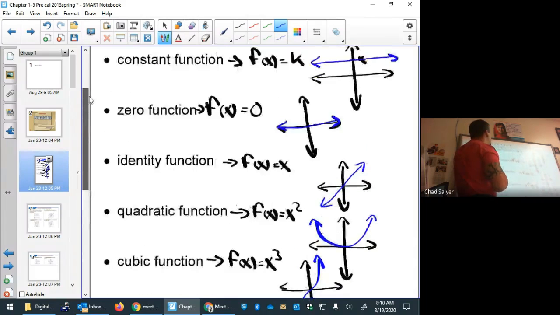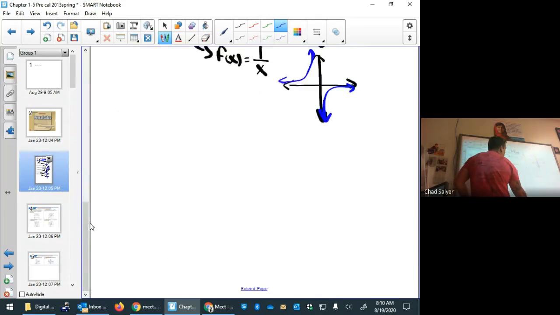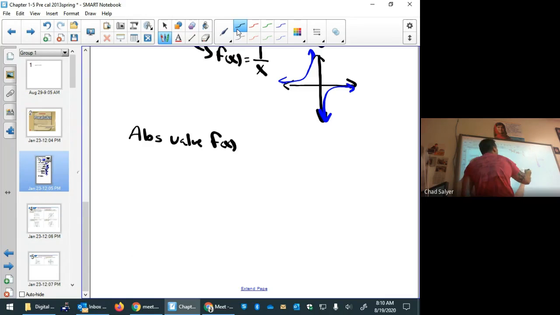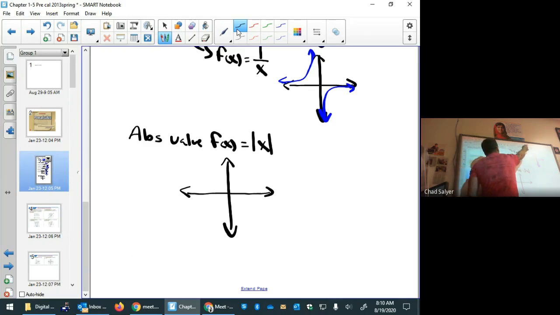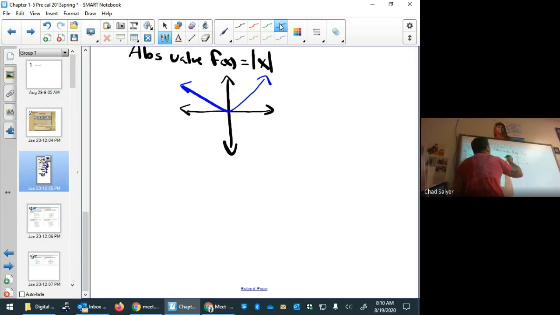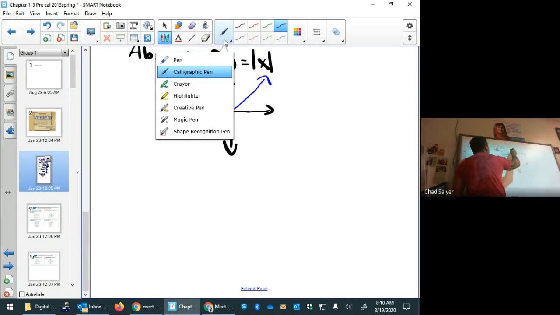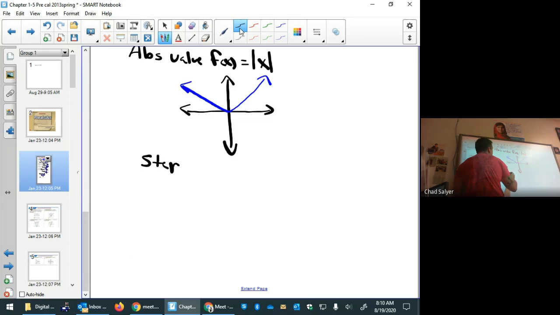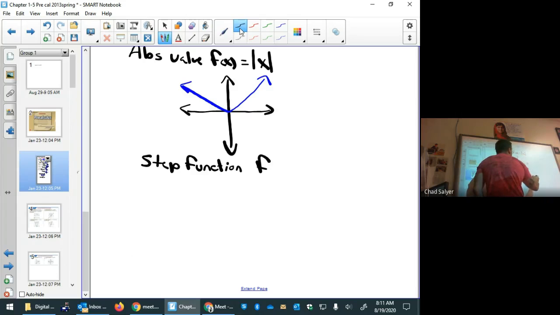So these are considered parent functions. Now there's a couple others we'll use, and I'll go ahead and talk about them briefly here. There's the absolute value function. And it looks like this. And then the graph has this distinctive V shape, like so. And then also we'll talk about today the step function, which probably includes a mathematical operation you've never seen.